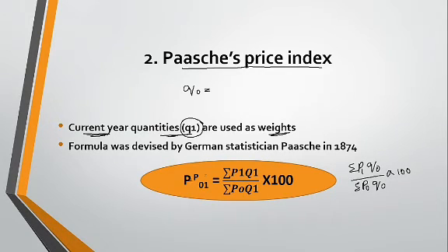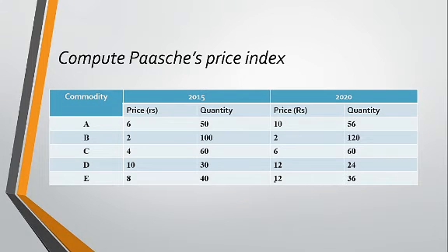So what is the formula? Price index of the current year by the Paasche method is equal to summation P1 Q1. Why Q1? Because we are considering Q1, that is the quantity of the current year, as weight. Divided by summation P0 Q1 into 100. Okay, we'll work out one small problem under this. The same problem, we will solve with the Paasche formula.